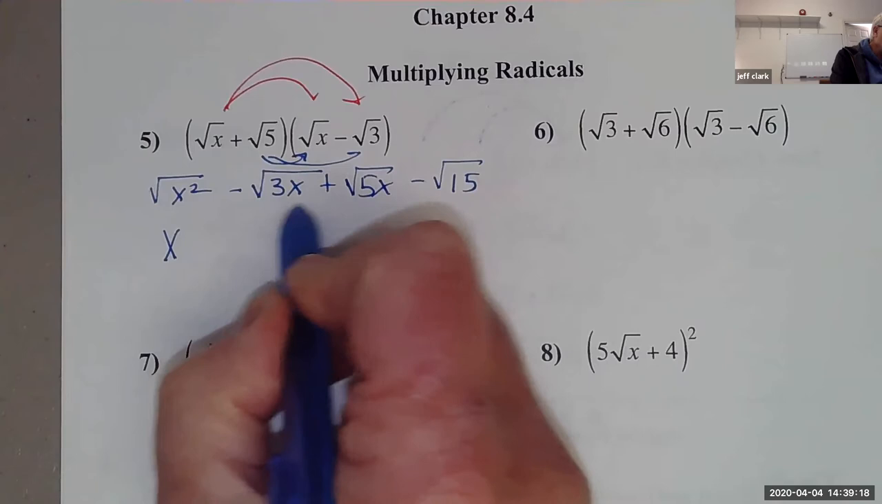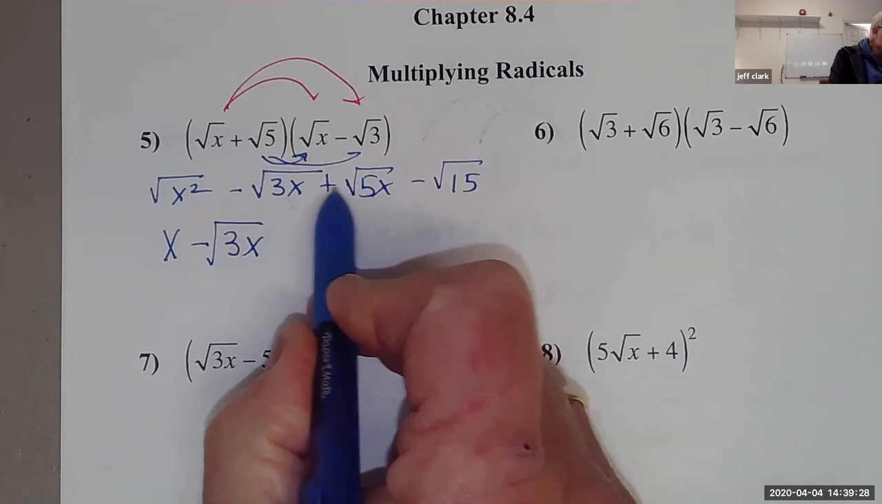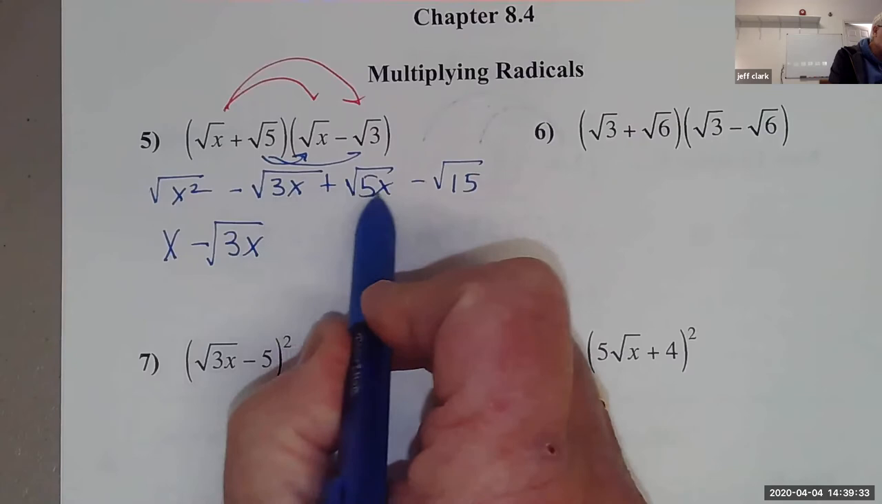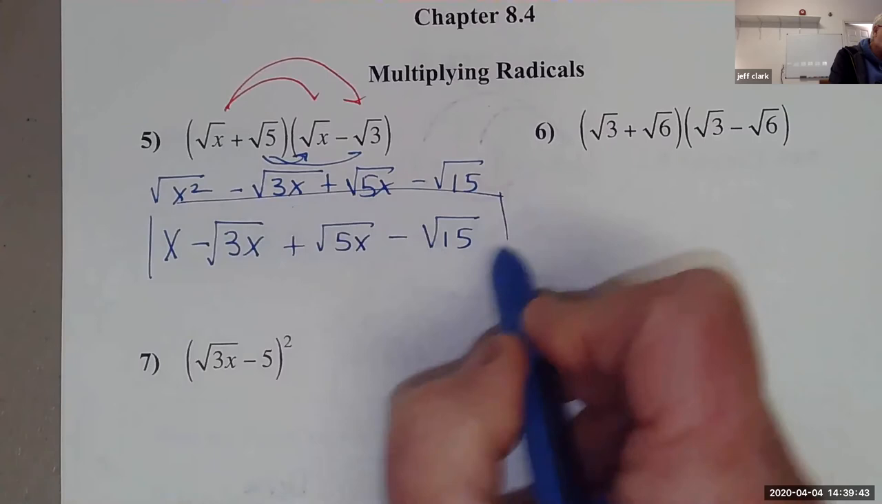Can't do anything with the 3 and the x or the 5 or the x and 15. Can't do anything with 15. So basically, write everything down. You would think you'd like to push this together. You can't. The radicands are not the same. Both of them have to be the same number, and this one's a 3 and that one's a 5, so you can't do it. So subtract root 15, and yeah, that mess right there is your answer right there.